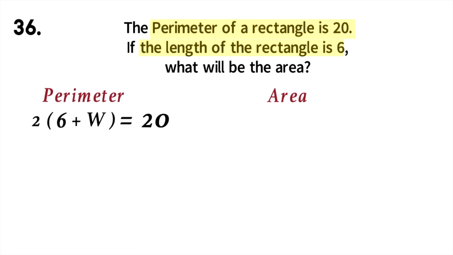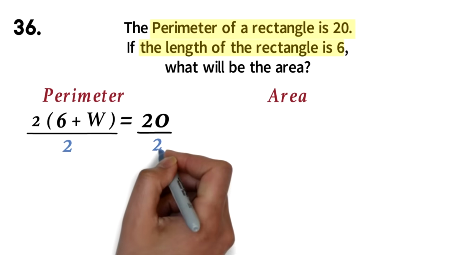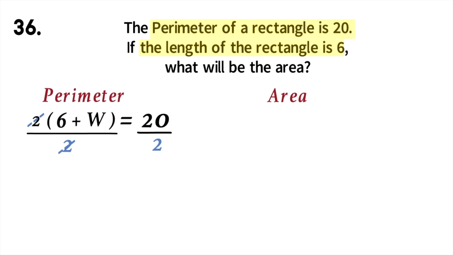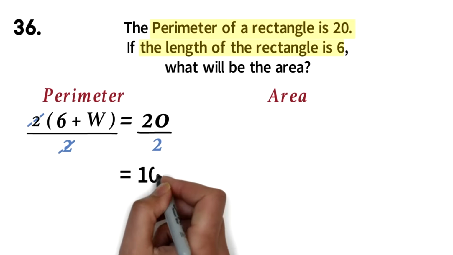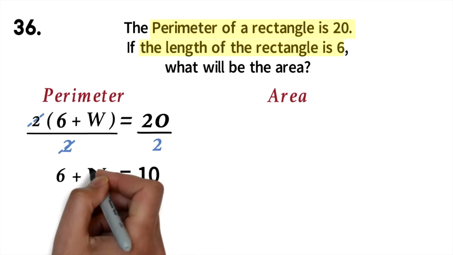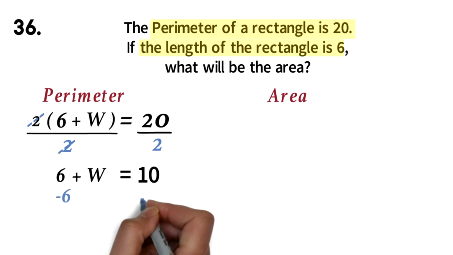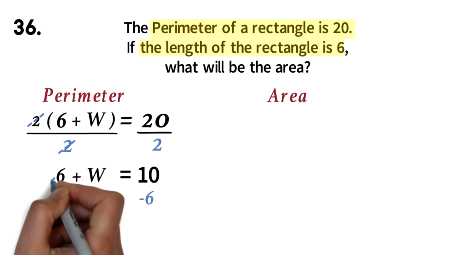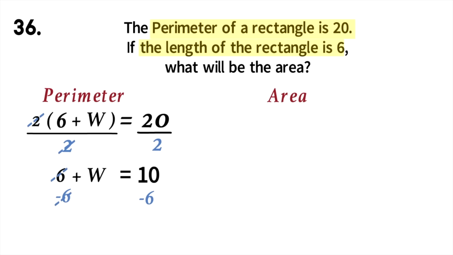We can now solve for the width. Divide both sides by 2. The 2 will cancel out. 20 divided by 2 is 10. Next, we will subtract 6 from both sides. The 6 will cancel out. 10 minus 6 is 4. So the width is 4.